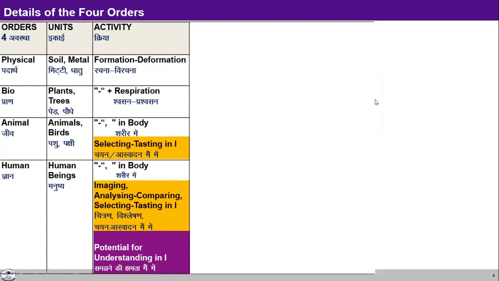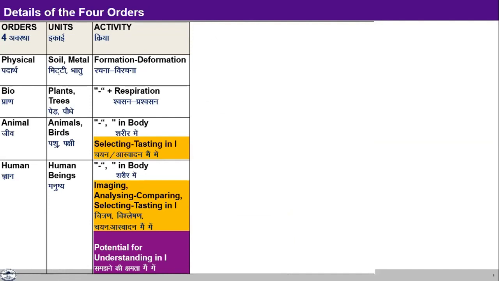So the way we mentioned the four orders, all the units, which are innumerable units in the nature, can be classified into four orders. One is the physical order, the other one is the bio order, then we have the animal order, and then we have the human order. In the physical order, we have units like soil, air, water, metals, non-metals, all such things. In the bio order, we have the plants and trees. In the animal order, we have animals and birds. And in the human order, we have human beings.